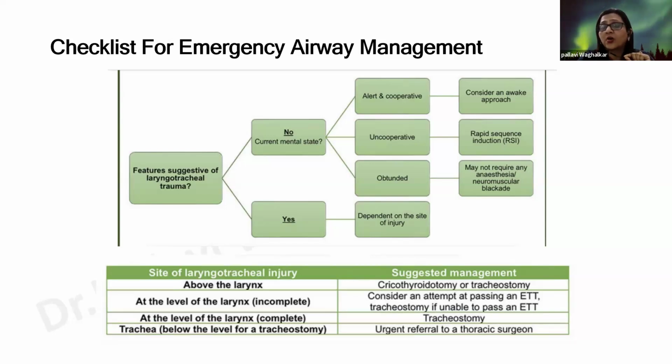If there is laryngotracheal trauma, then we have to see what is the site of the injury. If the trauma is above the larynx, then cricothyrotomy or tracheostomy can be done. At the level of the larynx, if the trauma is incomplete, an ET tube can be considered, but tracheostomy if unable to pass the ET tube. If the trauma is complete at the level of the larynx, then tracheostomy. And if it is below the level of tracheostomy, then urgent referral to a CVTS surgeon, as in tracheal resection cases.